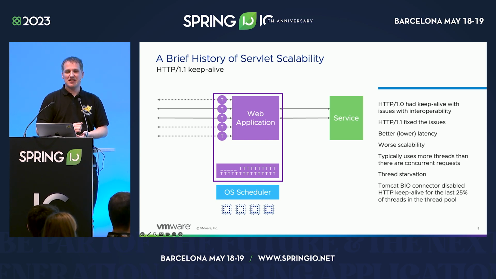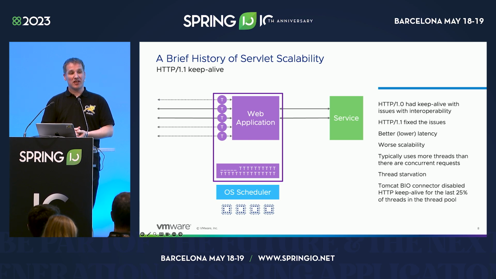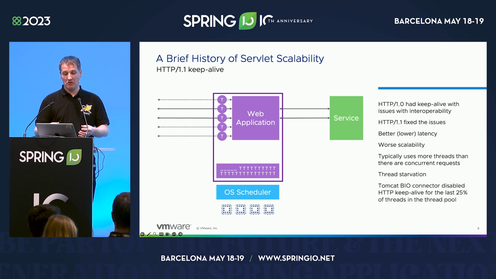Problem is our scalability actually got worse, because now we're still having to allocate threads to those connections, even when the connections aren't doing anything. So we end up handling less concurrent requests because the majority of the time the connections are idle. That can quite easily lead to thread starvation.